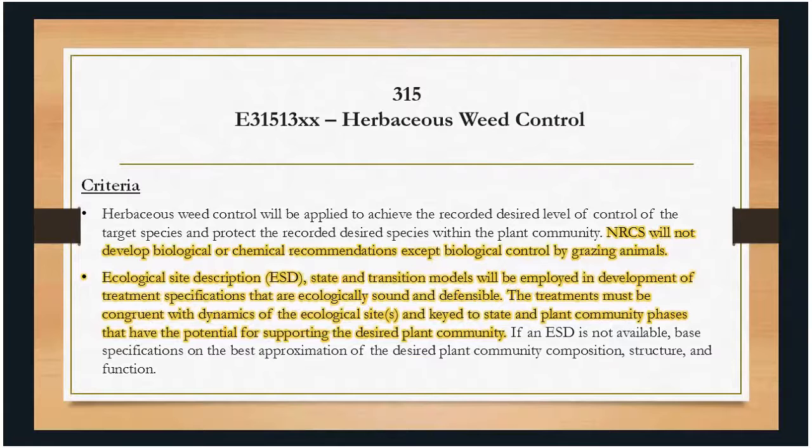They want us to use the state and transition models, and they want us to choose one of the plant communities, one of the boxes on the state and transition model, and say that is our target. That's what we're trying to create here with this enhancement. And so the treatments must be congruent with the dynamics of the ESDs and keyed to state and plant community phases that have potential for supporting the desired plant community.